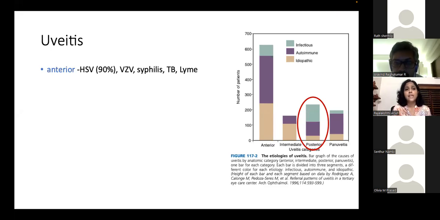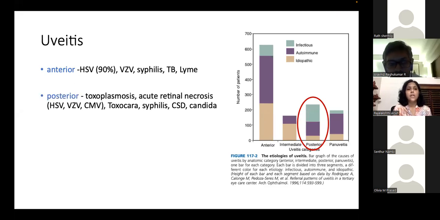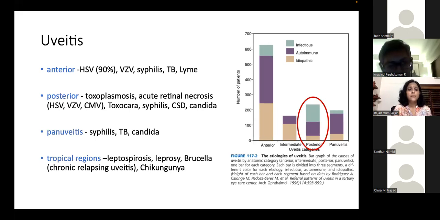panuveitis. If it is an anterior uveitis, the common organism is HSV, which is found in 90%. Other viruses like zoster, and syphilis and TB can also cause anterior uveitis. In posterior uveitis, the commonest cause is toxoplasma, and any of the herpes group of viruses can cause acute retinal necrosis, which includes zoster, HSV, and CMV. And you can find syphilis as a cause in some of the cases. Panuveitis is typically seen in syphilis, TB, or due to Candida. But remember, in tropical regions, leptospira, leprosy, and chikungunya can also cause uveitis, and brucella is a cause of chronic relapsing uveitis.